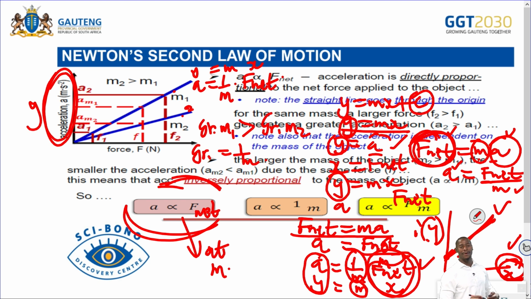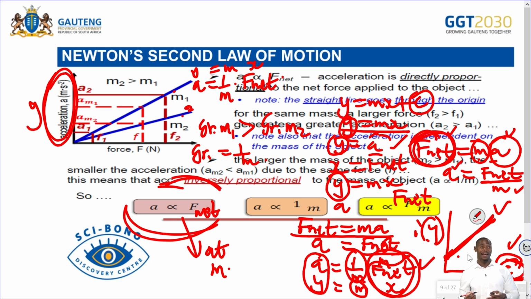Okay, independent variable, dependent variable, give us the controlled variable, then talk about the relationship based on what you see on that graph. Then they also ask you about the physical quantity represented by the gradient of this graph, right? So the physical quantity represented by the gradient is the inverse of the mass, right?